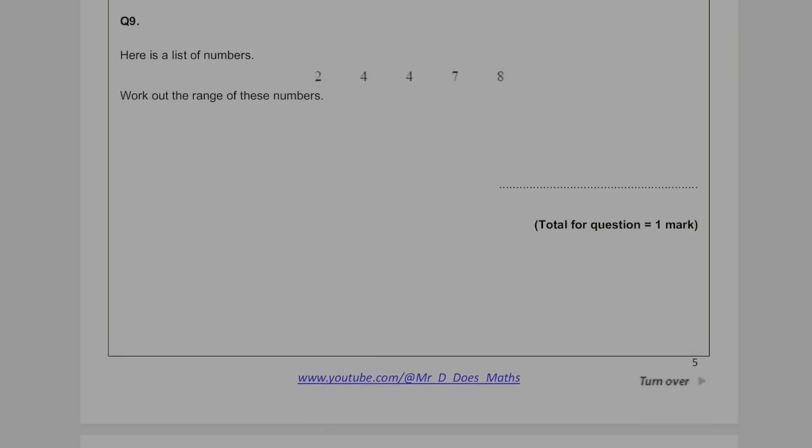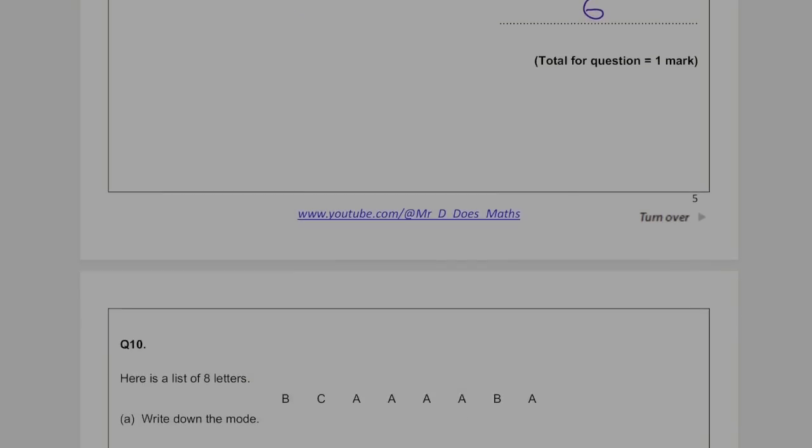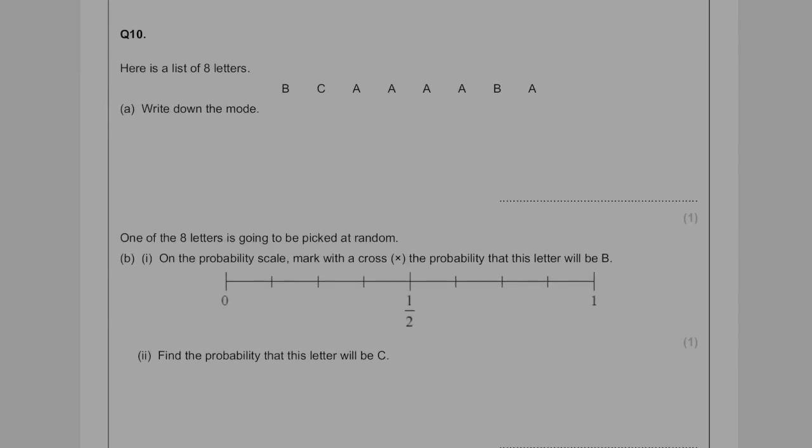Question 9, here is a list of numbers. Work out the range of the numbers. So the range is, they're already in size order, which takes a little bit of a workout for us. The largest value minus the smallest value. So 8 minus 2 is going to give us 6. Question 10, here is a list of 8 letters. Write down the modal letter. So that's going to be the one that happens the most, and that's looking quite comfortably like A.